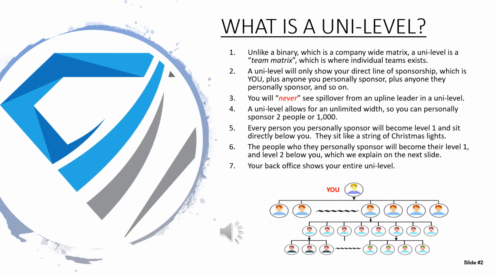Every person you personally sponsor will become level 1 and sit directly below you, and they will look like a string of Christmas lights. The people who they personally sponsor will become their level 1, but your level 2, and we will explain that on the next slide. Your back office does show your current entire Uni-Level.